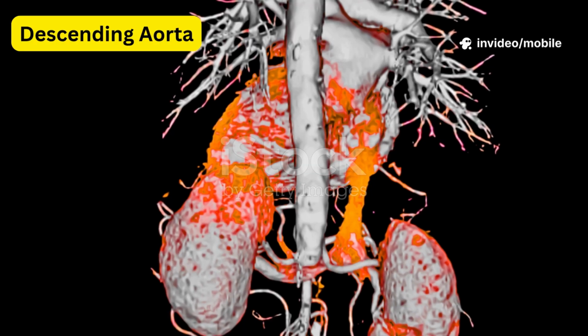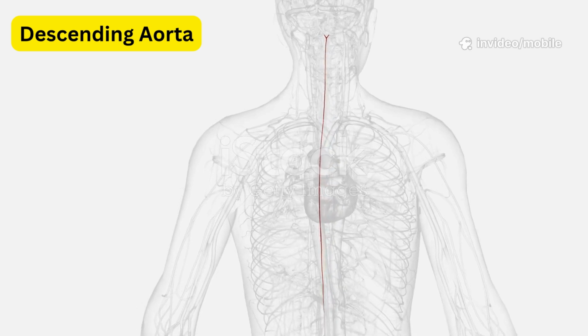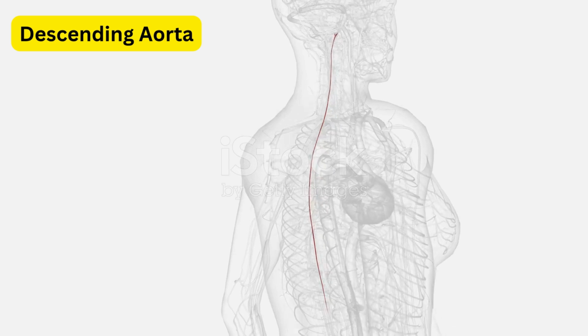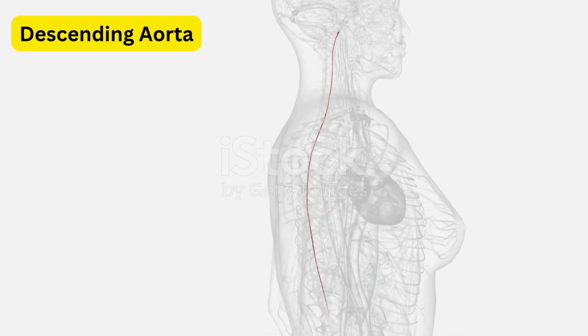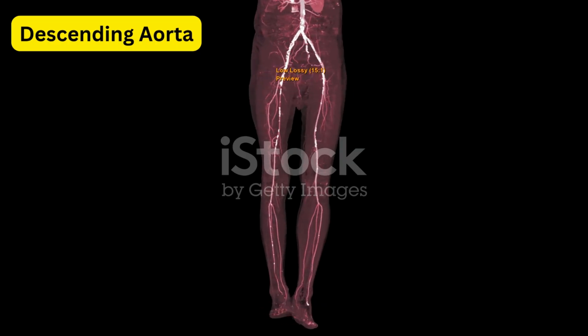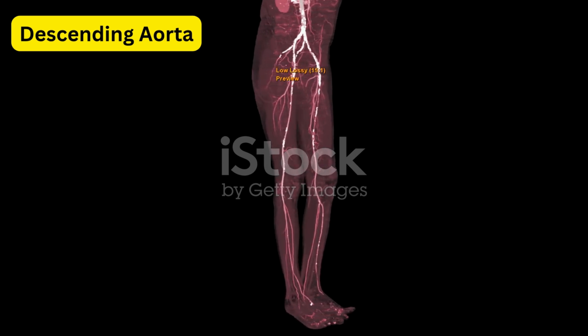Renal arteries, paired branches supplying the kidneys. Inferior mesenteric artery, IMA, an unpaired branch supplying the majority of the large intestine, descending colon, sigmoid colon, and rectum. Gonadal arteries, testicular or ovarian arteries, paired branches supplying the reproductive organs.